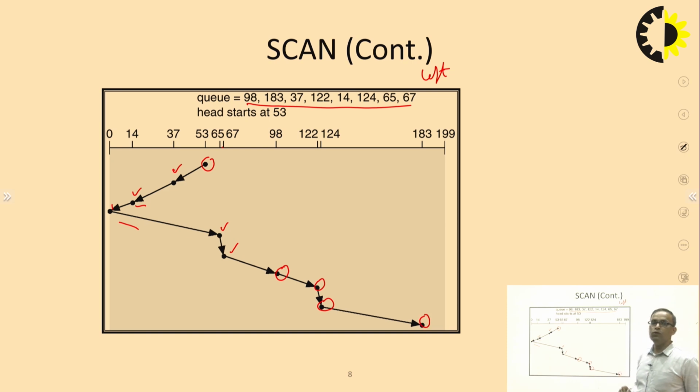So in case of SCAN disk scheduling, in whichever direction the read write head is moving, it will go to the last track in that particular direction. For example, here it was moving in the left direction.